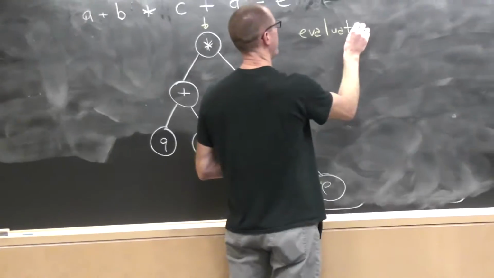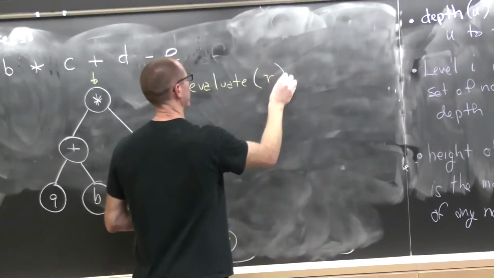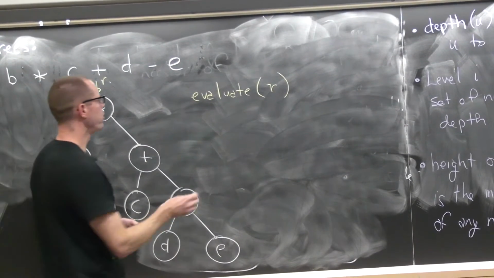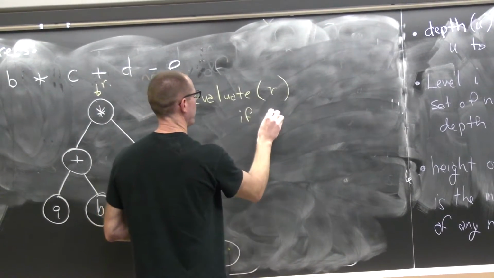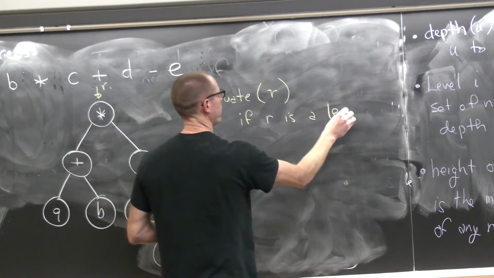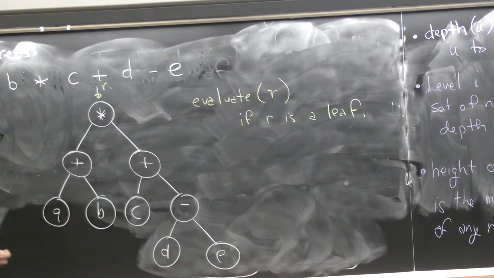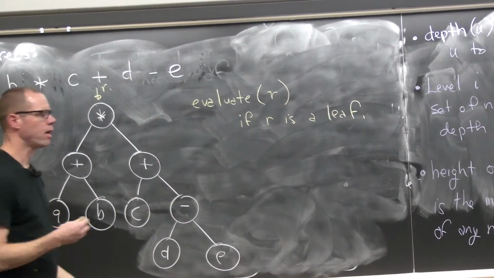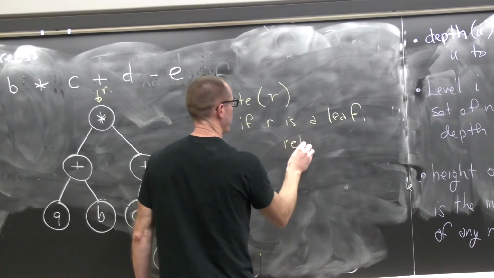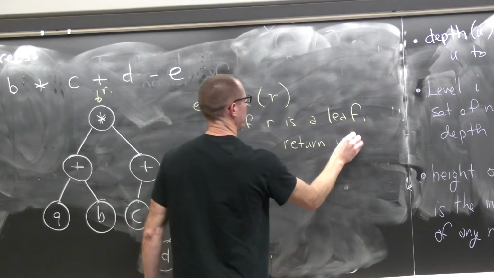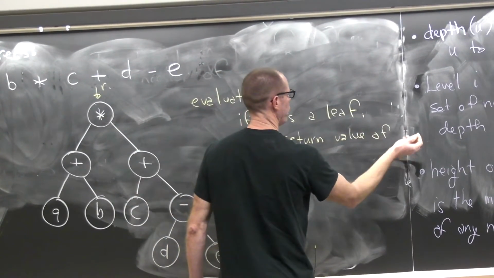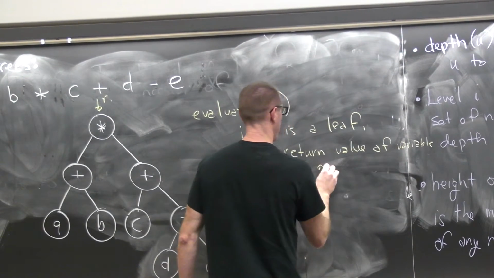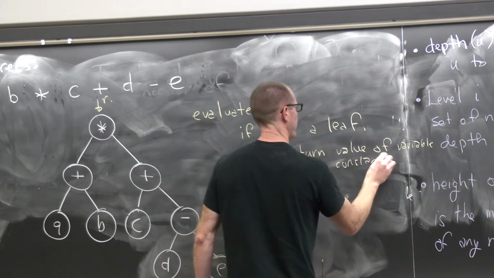Let's say you want to evaluate the subtree rooted at R. Then two things happen. If R is a leaf, well, then it's just one of these things, and there's a specific value associated with that thing. So we would say something like return the value of the variable or constant in R.